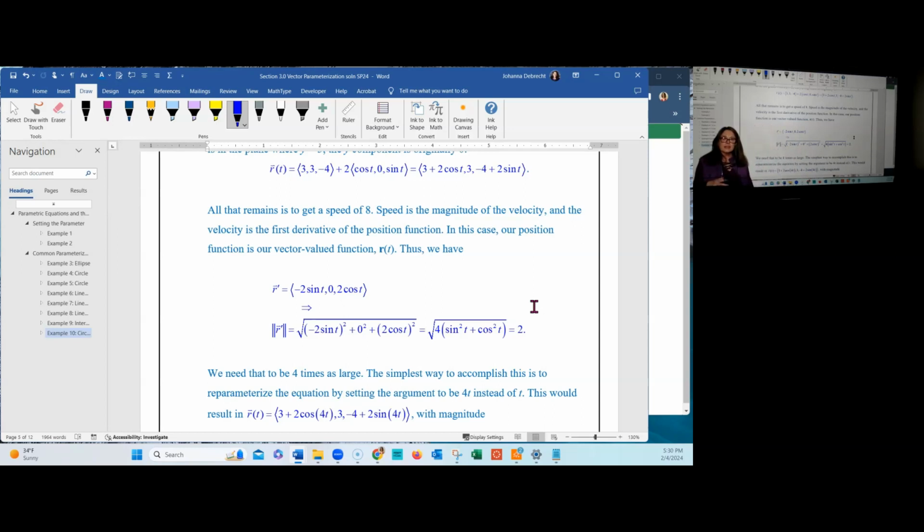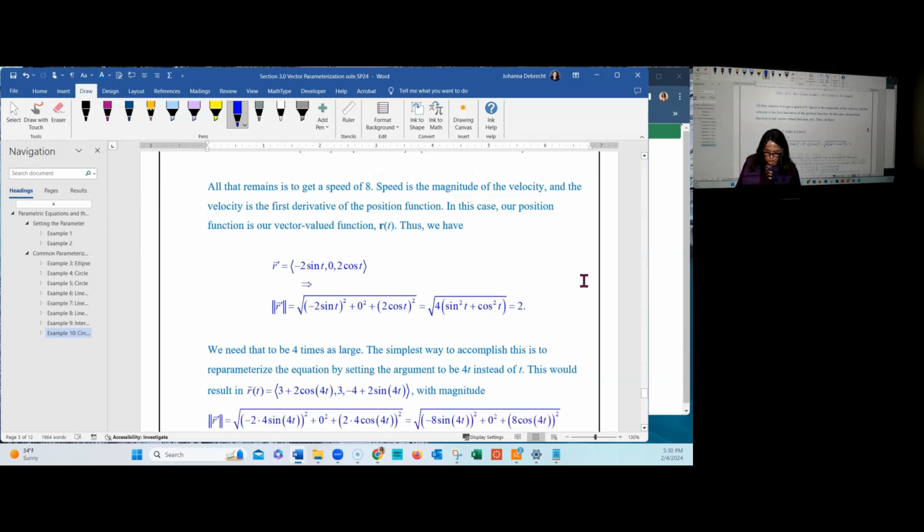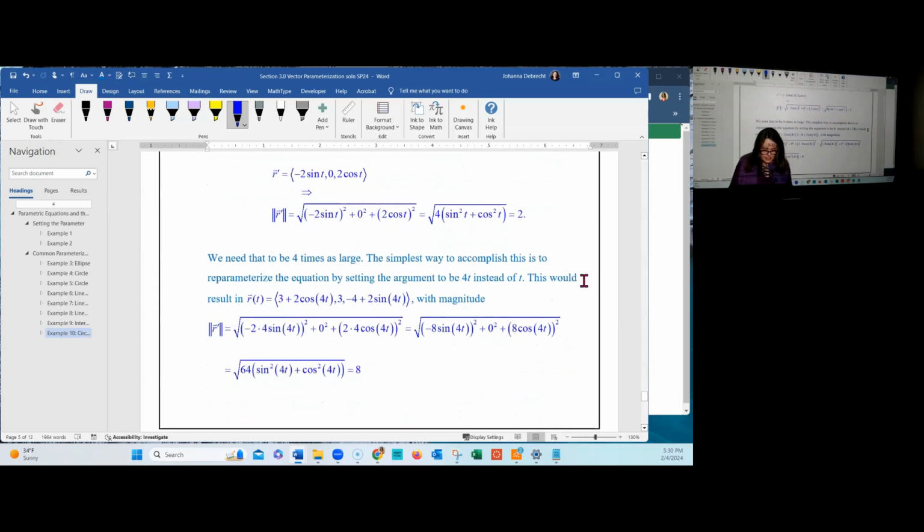There are different ways of accomplishing this, but the easiest thing to do is to go ahead and replace the parameter t in the original representation of position with 4t. If we replace that with 4t, when we take the derivative using the chain rule, we get a 4 coming out front, which will give us 64 underneath. And then the cosine squared plus sine squared is still 1. And we end up with a magnitude of 8.